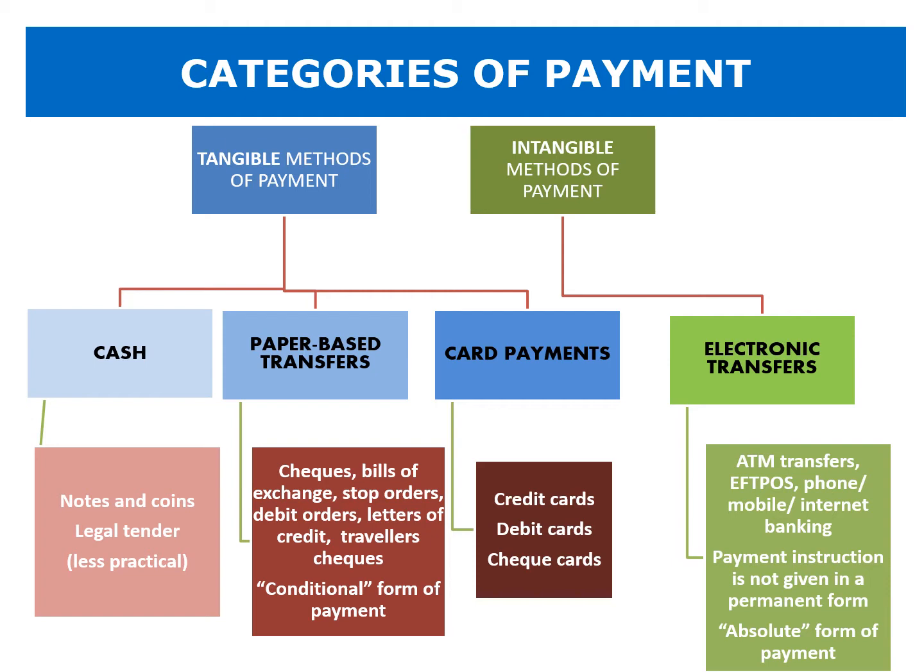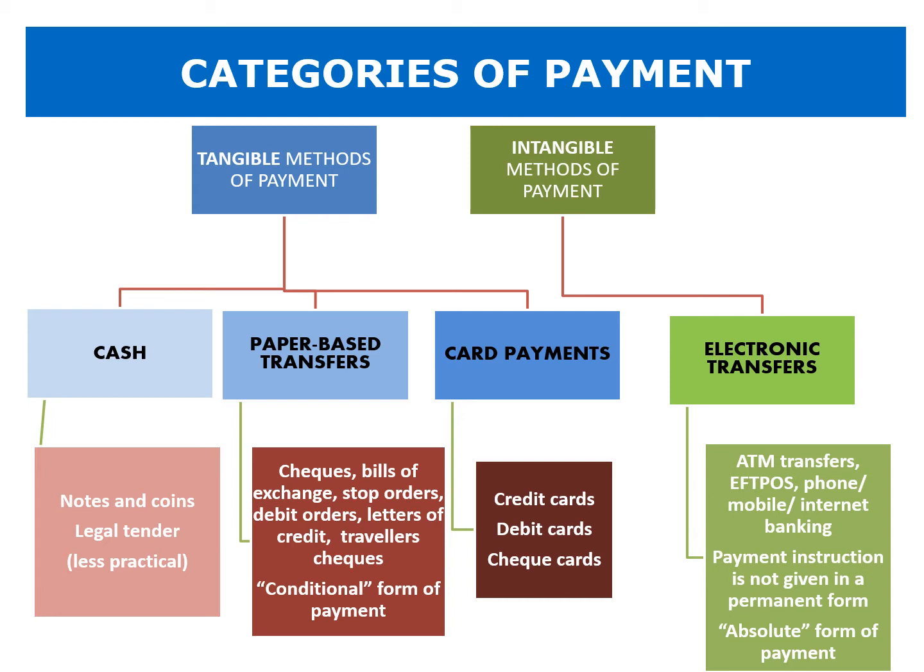Opposed to that, we have paper-based transfers, which are obviously much more practical because it just involves one piece of paper, for example. And the different types of paper-based transfers are, of course, our checks, and that's what we're going to focus on in this learning unit, as well as bills of exchange, stop orders, debit orders, documentary letters of credit, and traveler's checks. The credit card payments, just card payments in general, include credit cards, debit cards, and then check cards. And we'll obviously go into that in a little bit more detail later on.